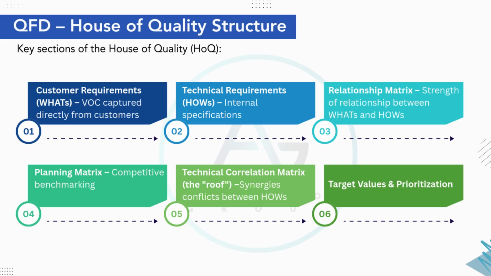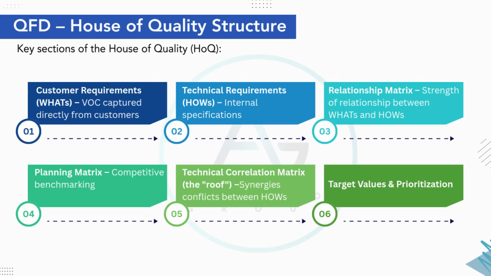3. Relationship matrix. This section evaluates how strongly each technical requirement is related to each customer need. It shows which hows impact which whats. 4th, planning matrix. Here we do competitive benchmarking. We compare our performance with that of competitors to set improvement targets.